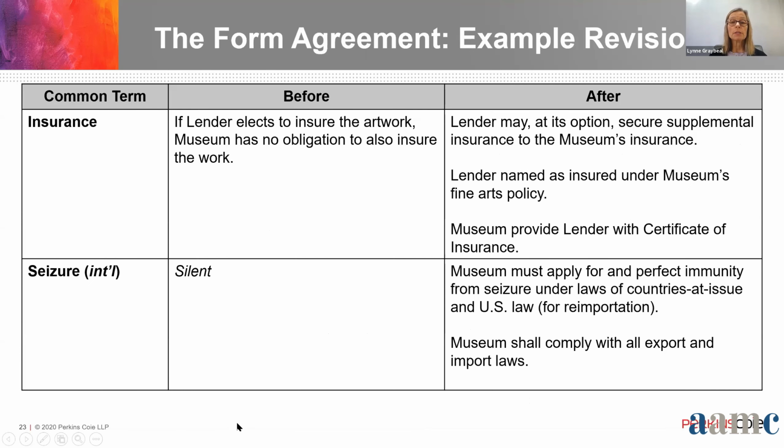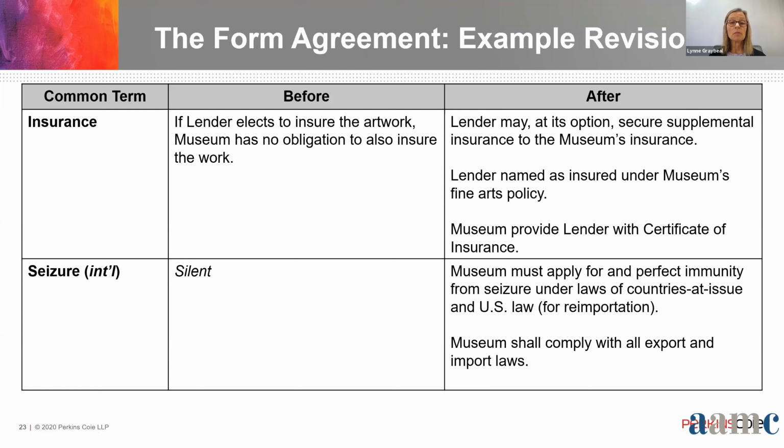We've talked about insurance. Again, lenders shouldn't be required to select between insurance. It's probably beneficial to both parties that both the lender and the museum carry insurance. The lender should be a named insured on the policy. And the museum, in naming the insured on the policy, should be prepared to provide a certificate of insurance.